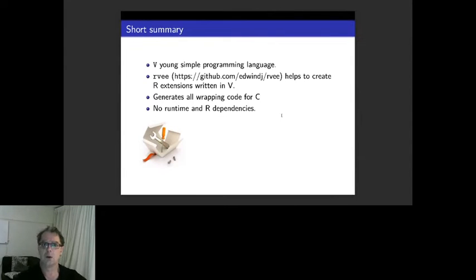V is a young and simple programming language. It's really a nice programming language. It's really not very well known. So the short summary of this presentation is that RV helps to create R extensions written in the V programming language. RV generates from V all wrapping code and implementation code in C, and in the resulting code there are no runtime or other R dependencies than the generated C code.